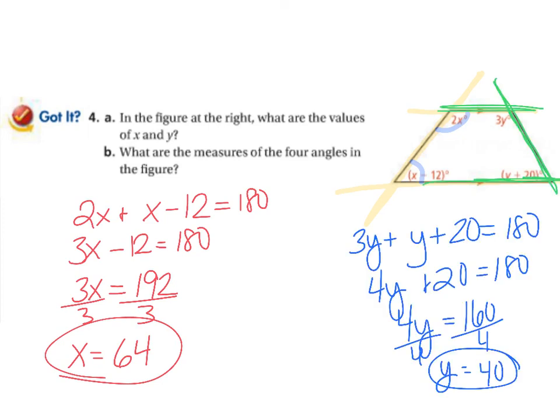This time I use the green lines here, the parallel lines cut by transversal. They're really still same side interior. They're just on the other side of this thing. So same side interior are supplementary, so I set it up exactly the same way. And I got y to be 40.